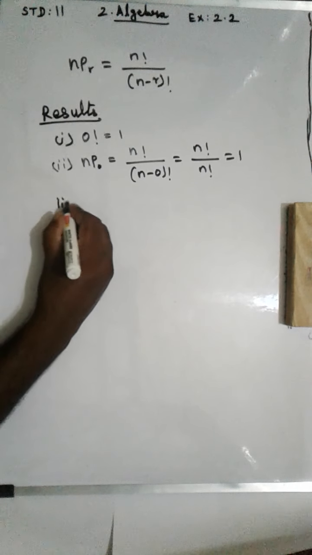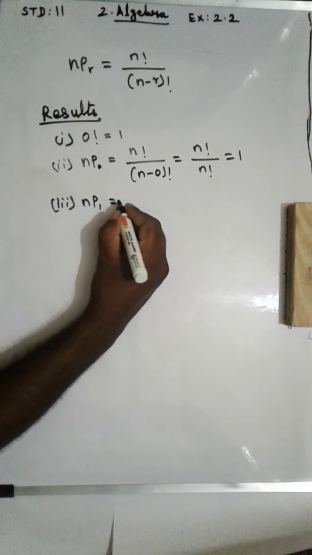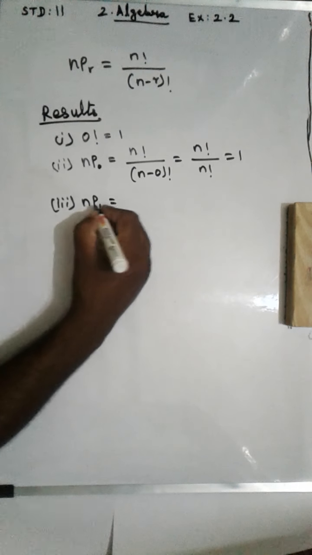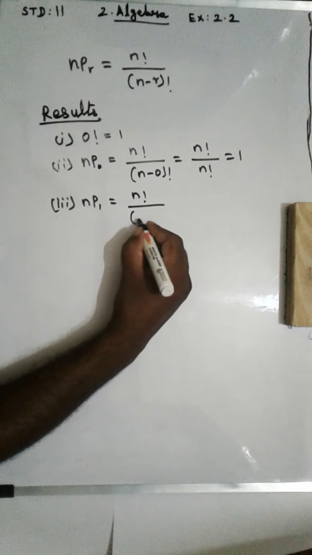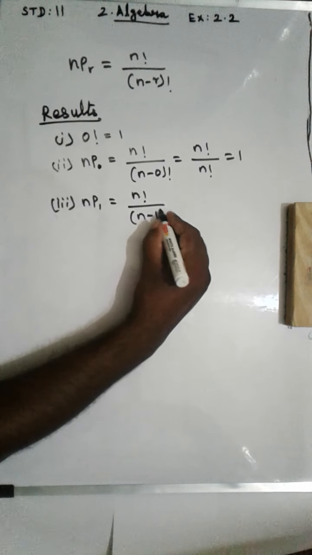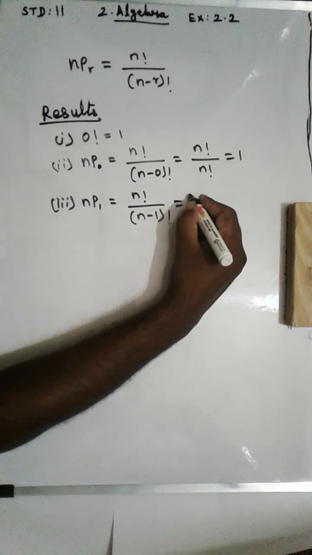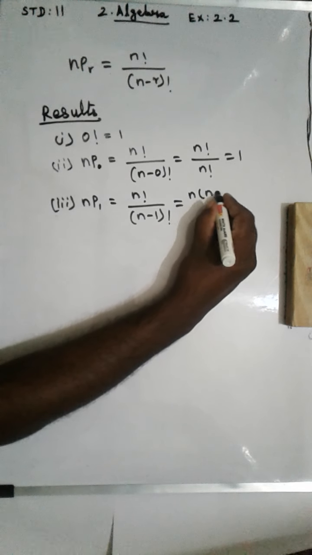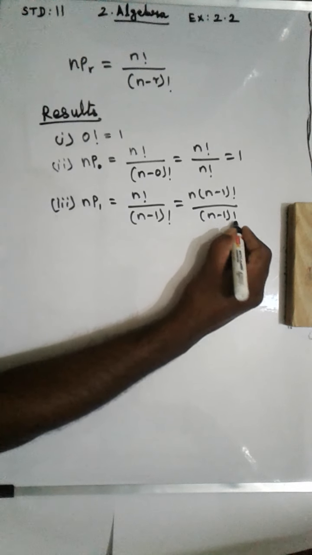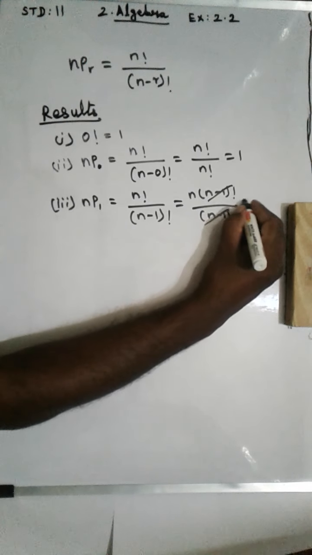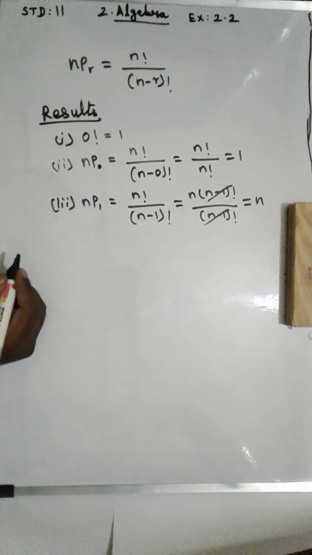Third result is nP1 equals: r is 1. We substitute: n factorial divided by (n minus 1) factorial. We write n factorial as n into (n minus 1) factorial, divided by (n minus 1) factorial. So (n minus 1) factorial cancels, and its value is n. So nP1 is n.